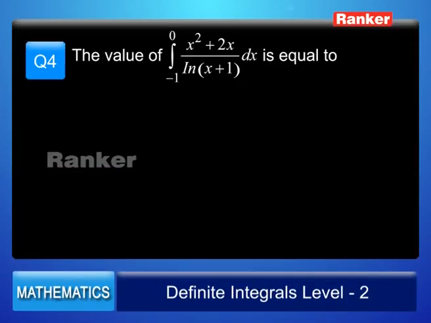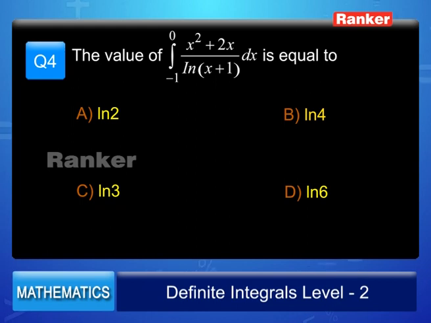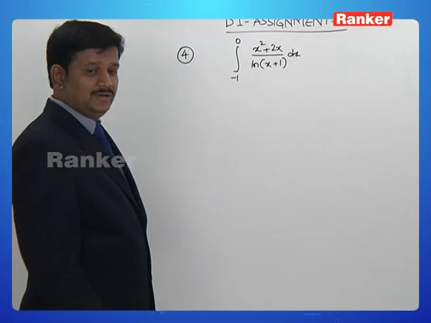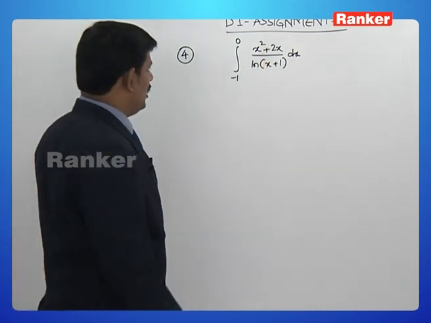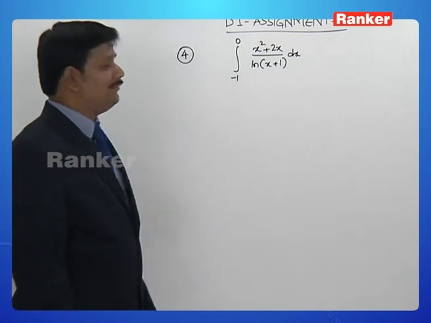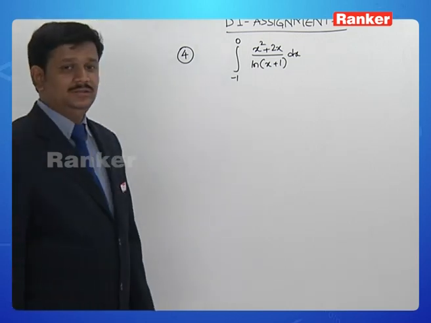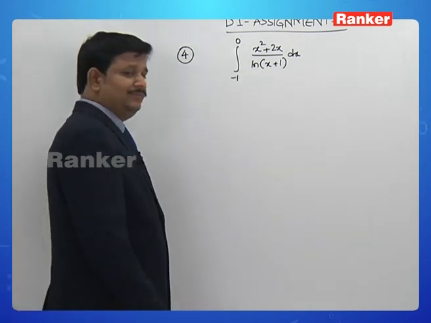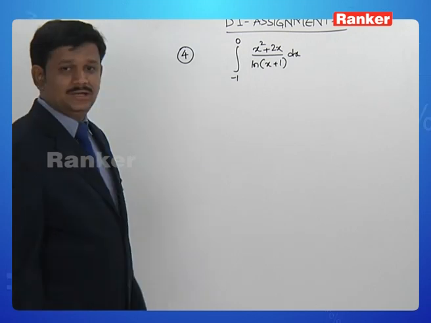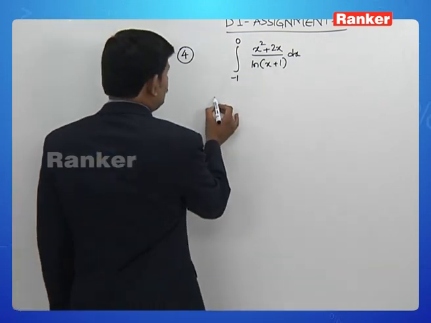Next question: the value of integral from minus 1 to 0 of (x square plus 2x) dx divided by log of (x plus 1) is equal to option A log 2, option B log 4, option C log 3 and option D log 6. We are asked to evaluate this integral. Log is in the denominator and in the numerator we have a polynomial function, and this becomes a very difficult combination to integrate. So, let us see if any property of definite integral can help us out in doing this integration.